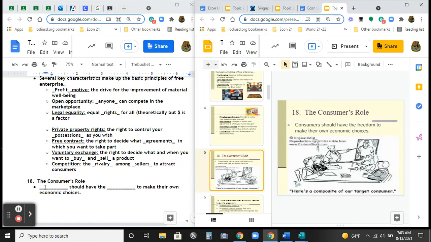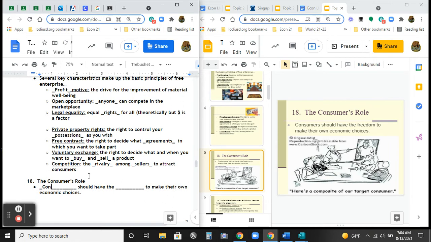Consumers' role, the buying. Consumers should have the freedom to make their own choices. Shouldn't have to have no choice, but sometimes you do and sometimes you don't.